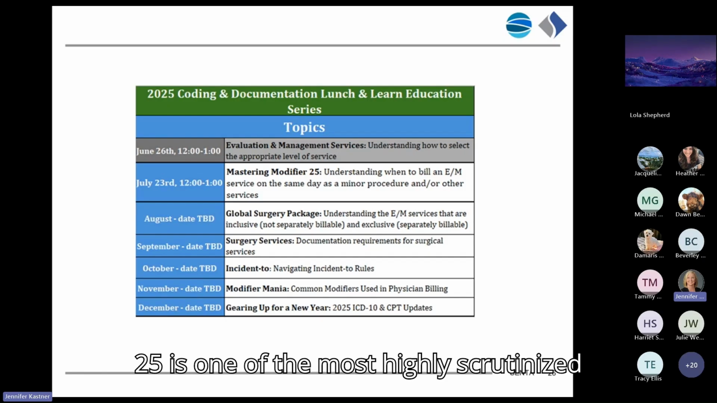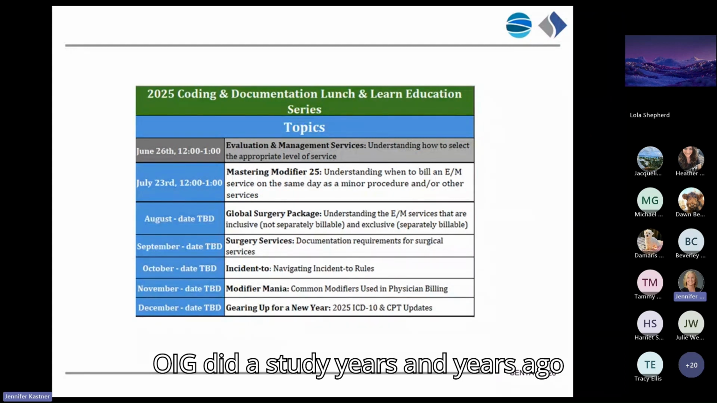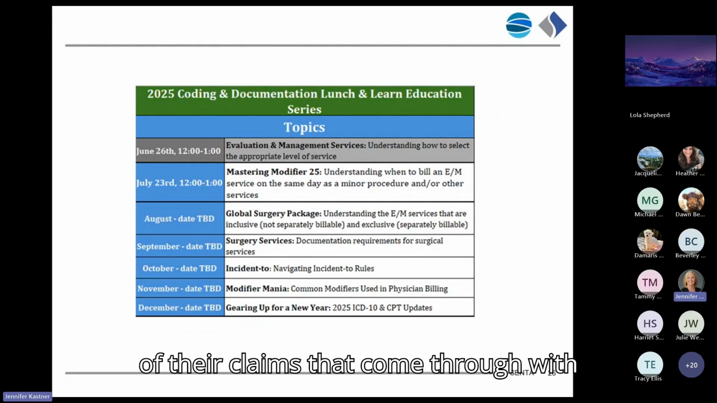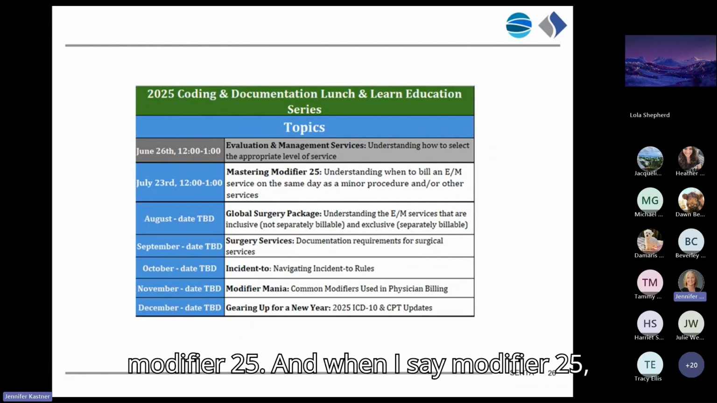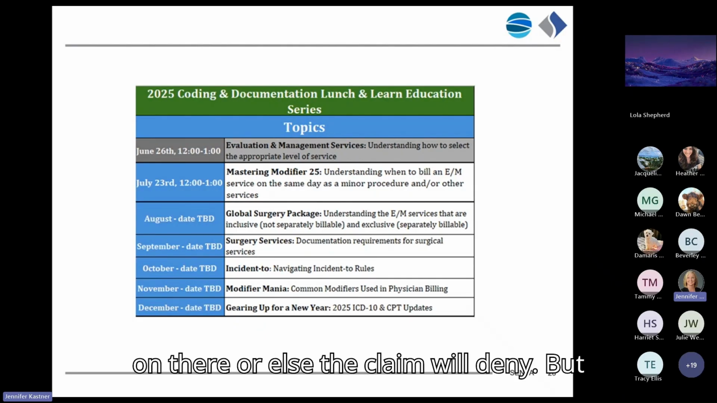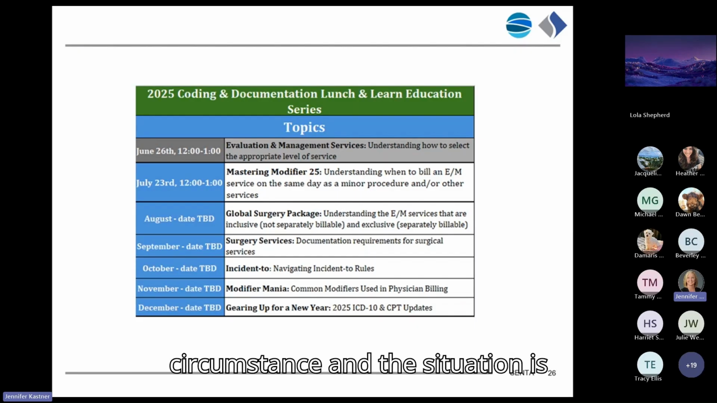Modifier 25 is one of the most highly scrutinized modifiers out there. OIG did a study years and years ago, and they estimated approximately 35% of the claims that come through with modifier 25. And when I say modifier 25, the E&M visit has to have that modifier on there or else the claim will deny. But we have to make sure the circumstance and the situation is supportive of that.